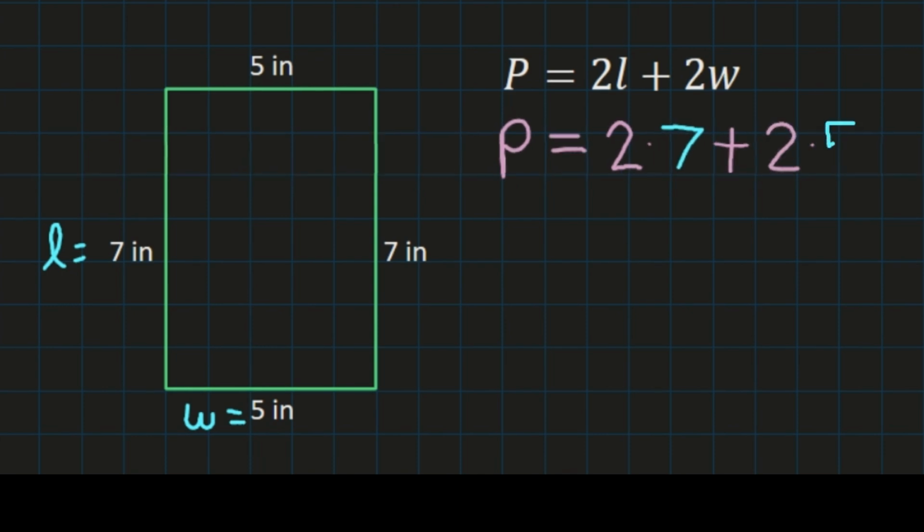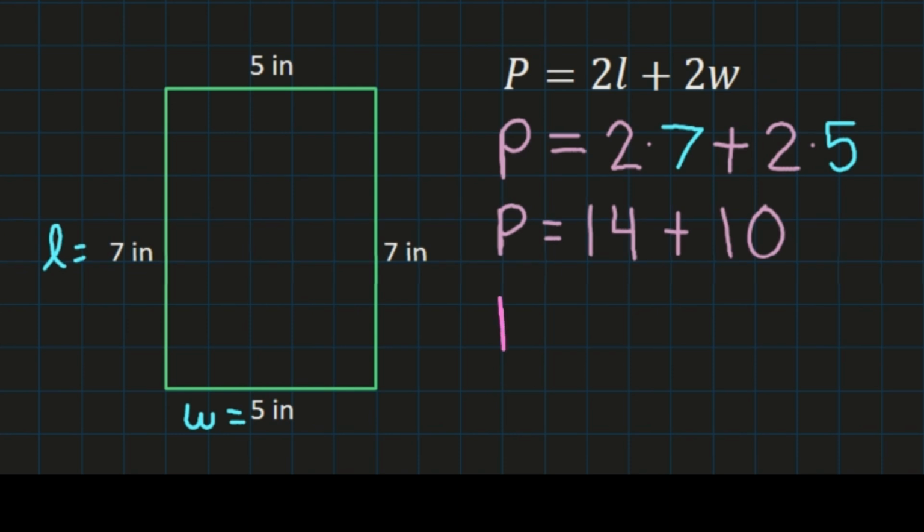Then I need to do the multiplication steps first, so I'll have perimeter equals 2 times 7 is 14, plus 2 times 5 is 10. So I'll have perimeter equals 14 plus 10, and 14 plus 10 is 24. So my perimeter is 24, and this time we are working in inches. So my perimeter is 24 inches.